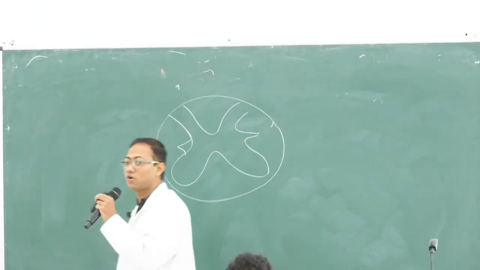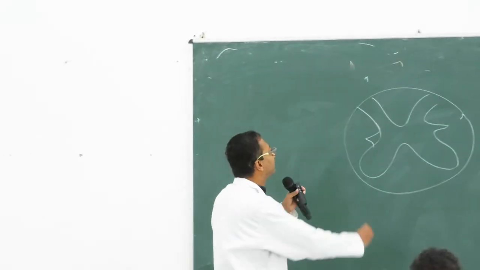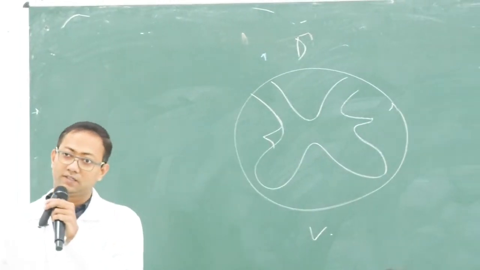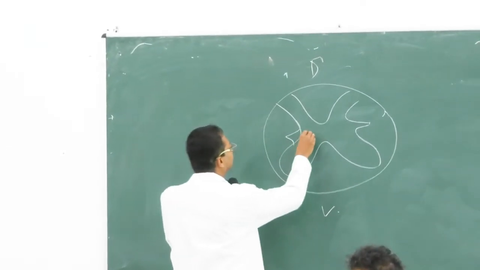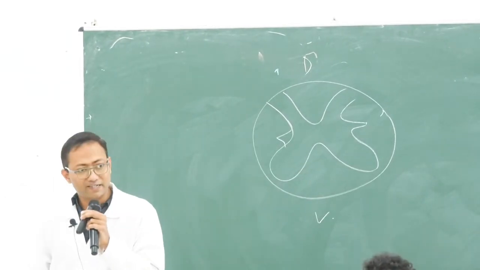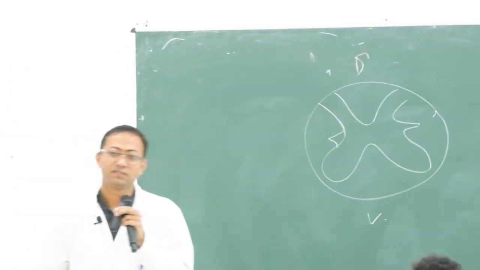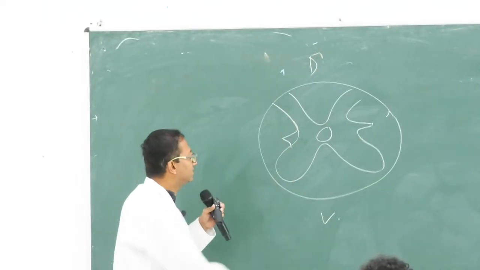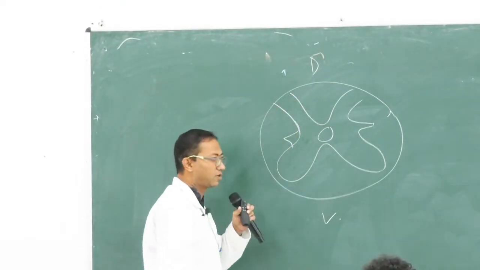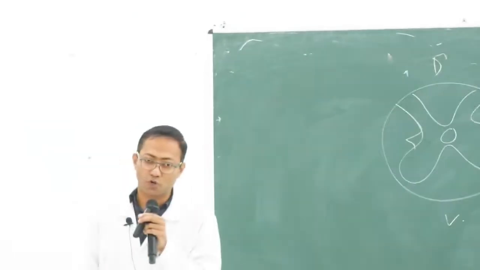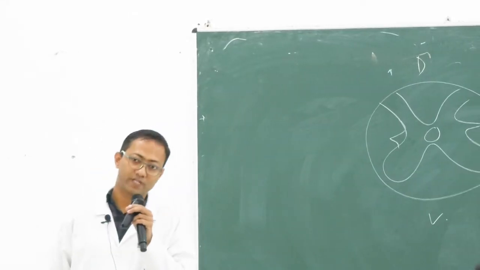So in the spinal cord, this is the dorsal aspect and this is the ventral aspect. What is inside, gray matter or white matter? Gray matter. So this is gray matter, this is your ventral horn and this is your dorsal horn. As per the law of Bell and Magendie, the dorsal root is always sensory and the ventral root is always motor.